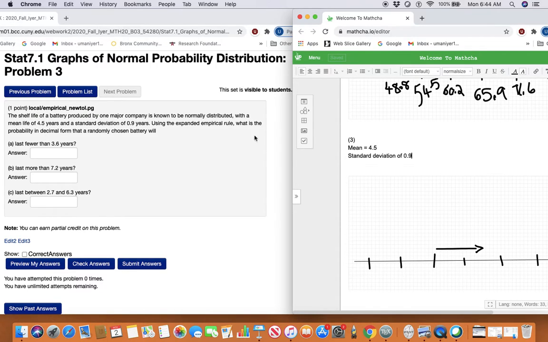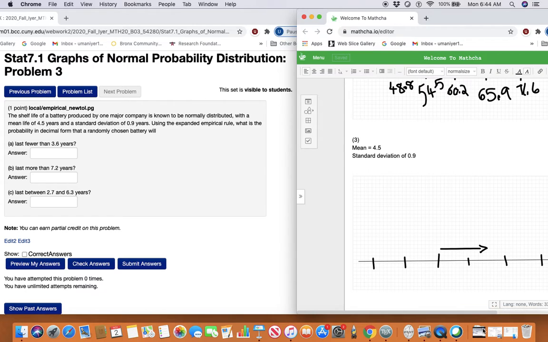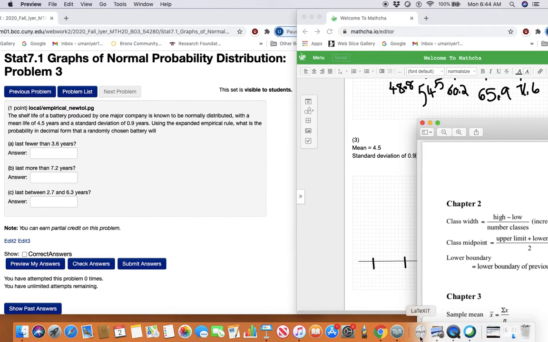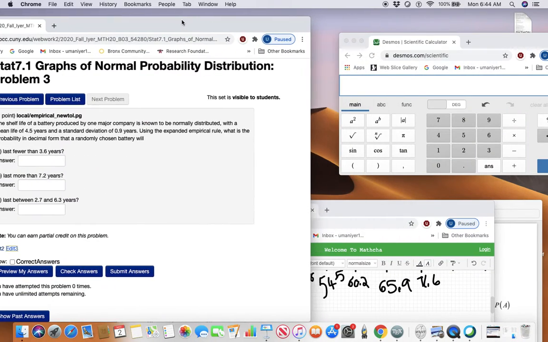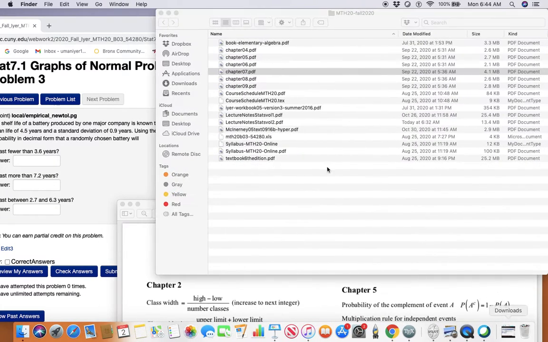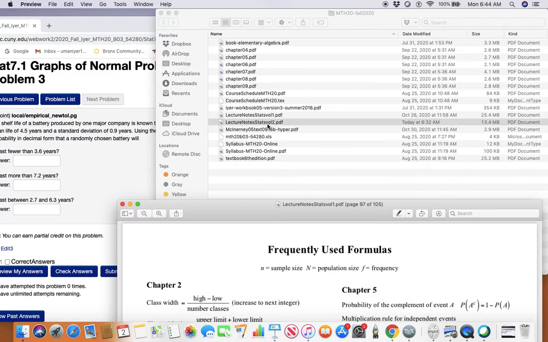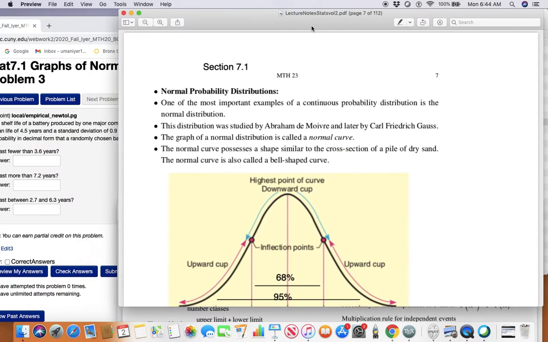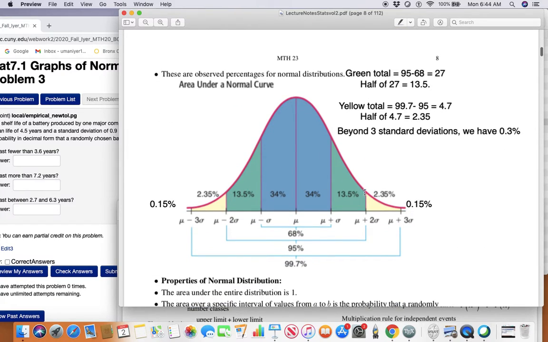So what is the expanded empirical rule? It's the same picture we have seen before. All right. So this is the expanded empirical rule.